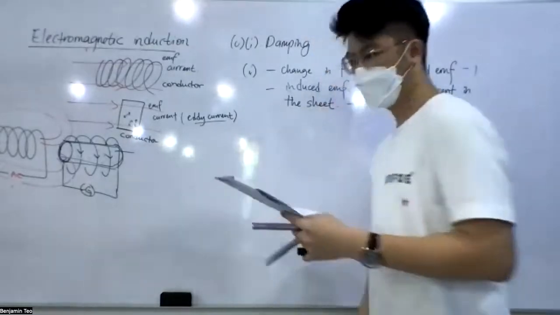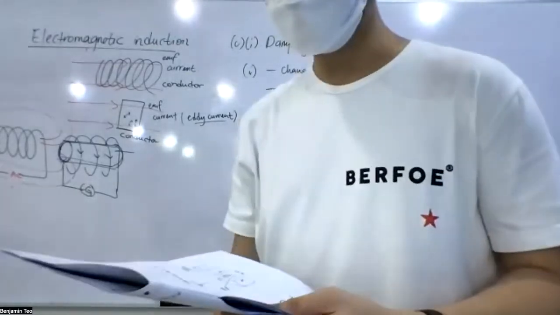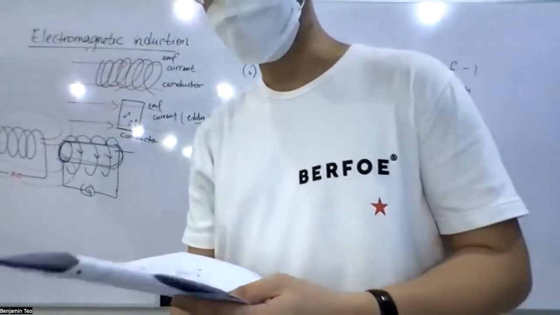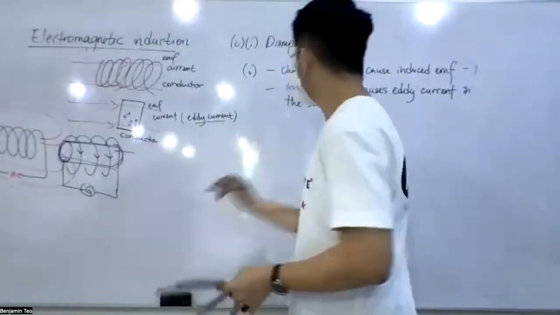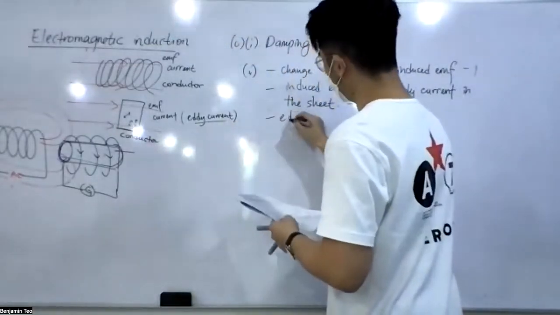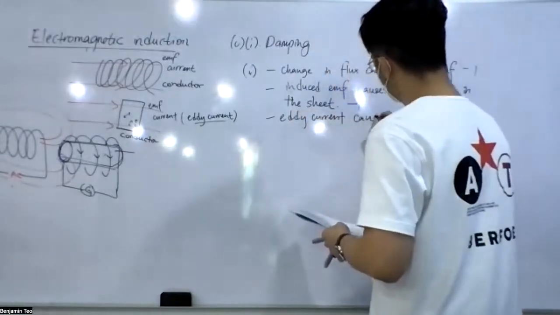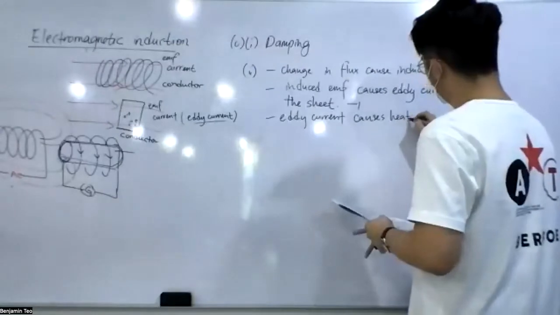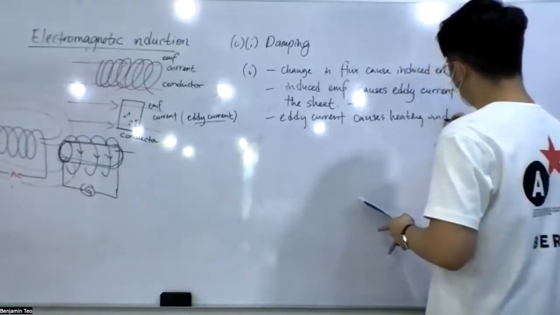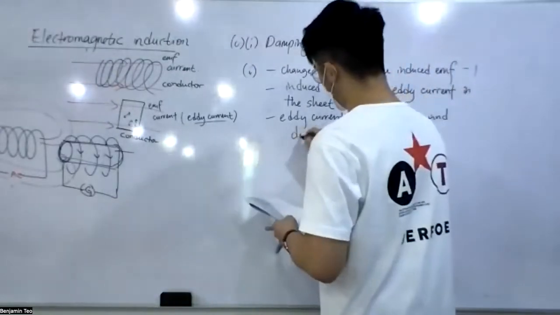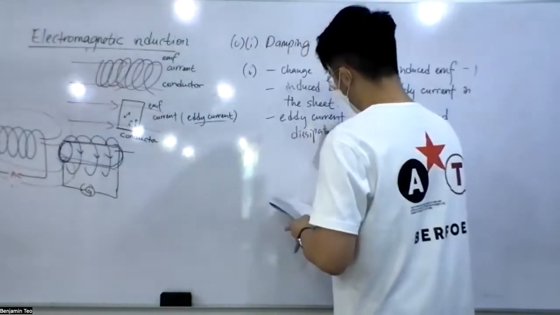Okay, now next one. Eddy current in the sheet causes what? Heating, right? Heating. Okay, so the eddy current causes heating and energy loss. So it dissipates energy.